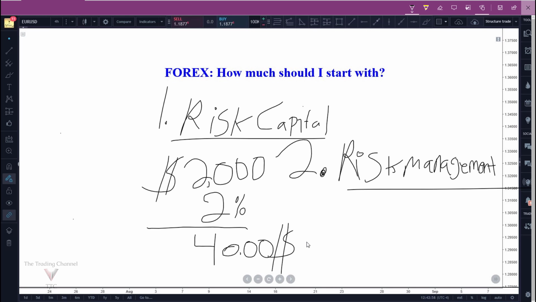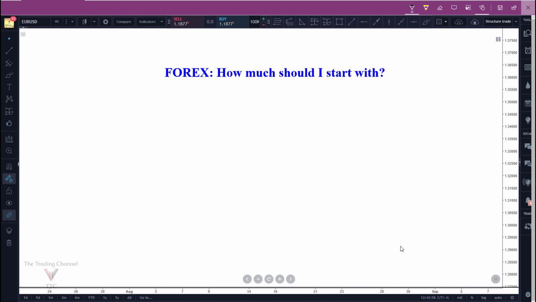So really the question of how much money should you start with is not a question that you can answer with one specific answer. It depends on so many factors. Alright guys, so hopefully today's video helped you to understand some of the factors that you need to take into consideration when deciding how much money to start with, and also when deciding when to start a live trading account.